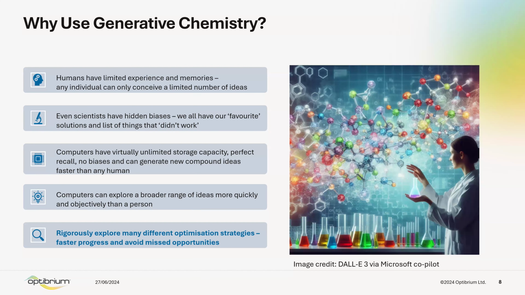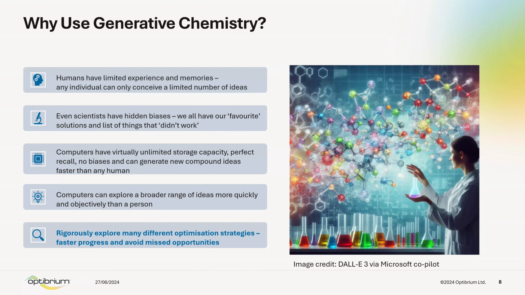So first, an introduction to generative chemistry. And the first question is, well, why use it? Why are we interested in this at all? Now, of course, as chemists, we have lots of ideas about how to optimize molecules and how to advance our projects. But quite frankly, humans have limited experience and memories. Any one individual, and in fact, any team can only conceive of a limited number of ideas based on their experience.